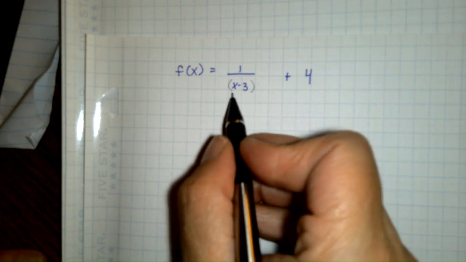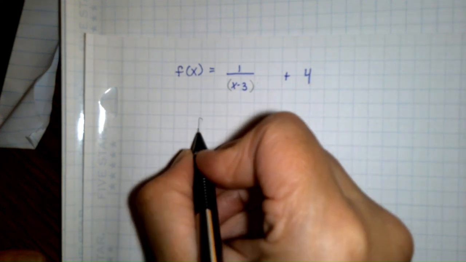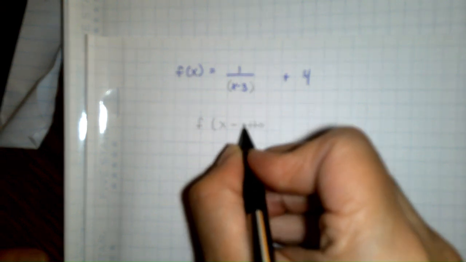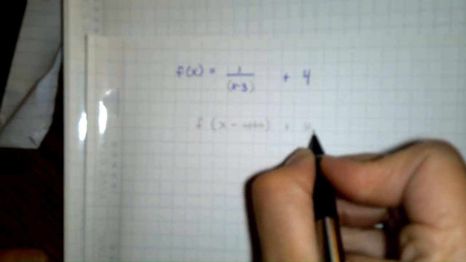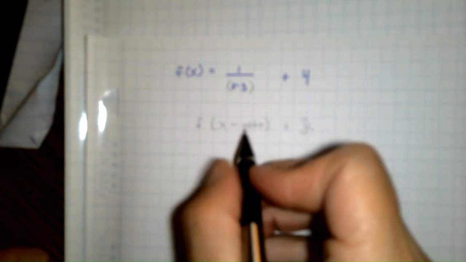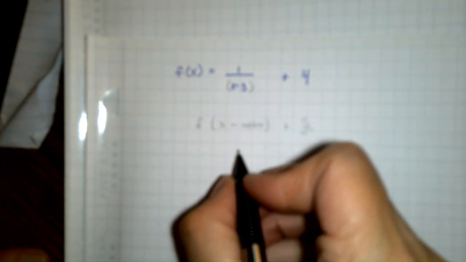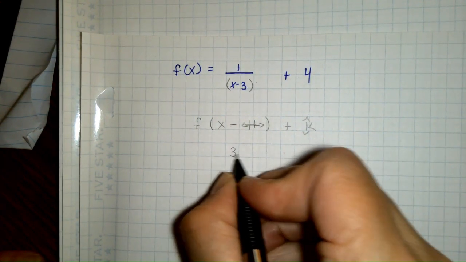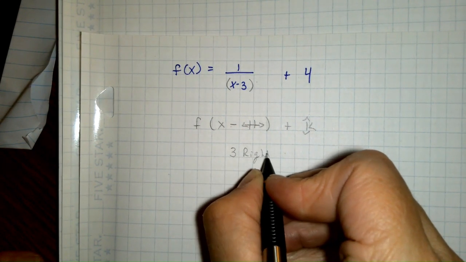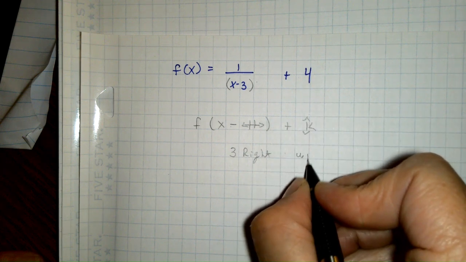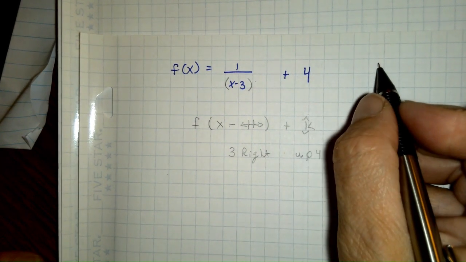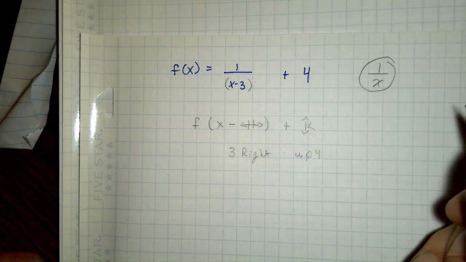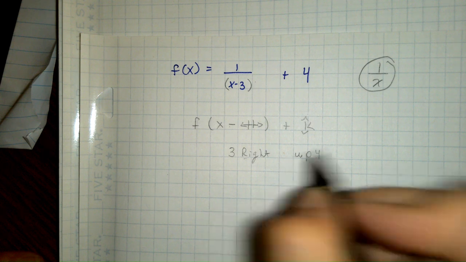So if you remember correctly from previous videos, f of x minus h plus k. We have a minus 3, which means it's a horizontal translation, 3 right and up 4. But if I took away all my numbers, this would just be 1 over x. So this is the shape we're using, but we're just shifting it 3 to the right and 4 up.